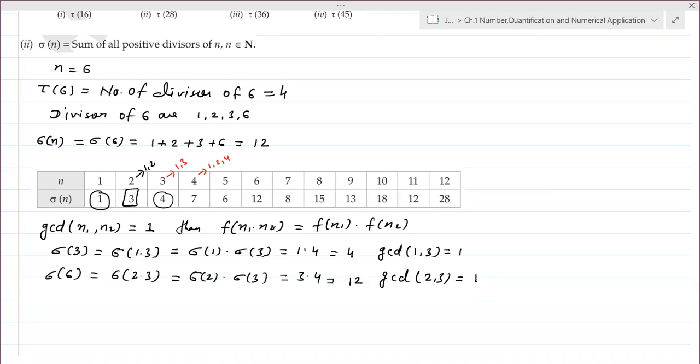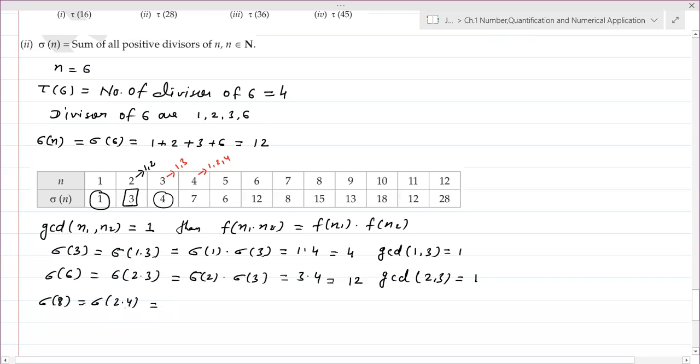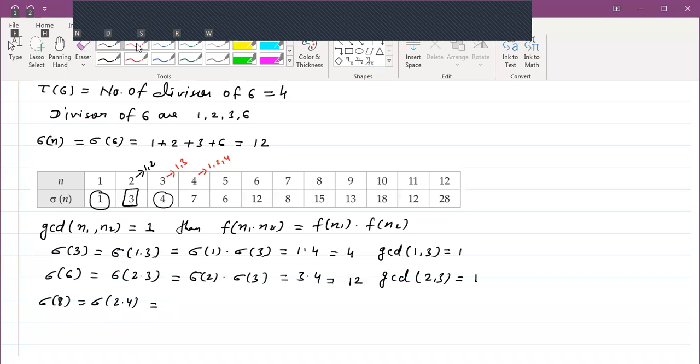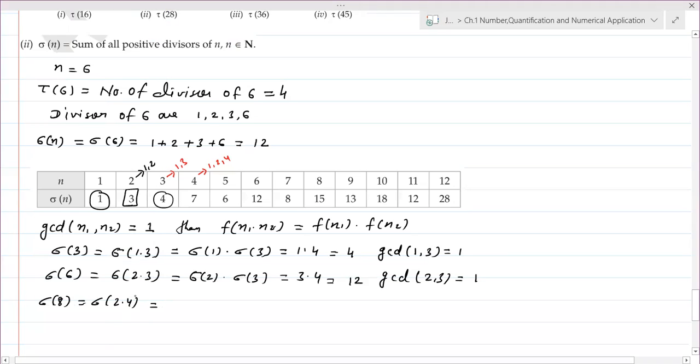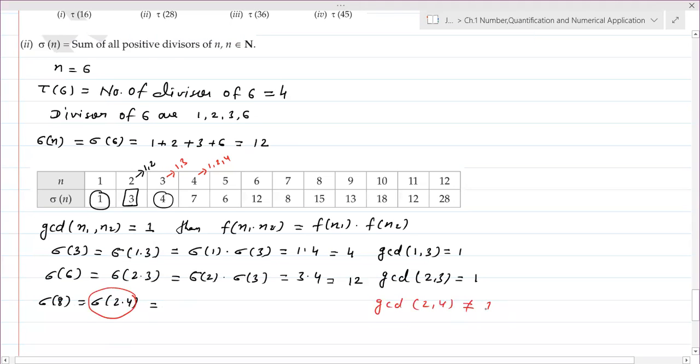And if you want to check the same way, let's check for 8. If I write sigma 8 as sigma of 2 into 4, you can see that the GCD of 2 and 4 is not 1. It is not 1 because the GCD of 2 and 4 is 2. So we can say that 8 is not a multiplicative function under the sum of the positive divisors.